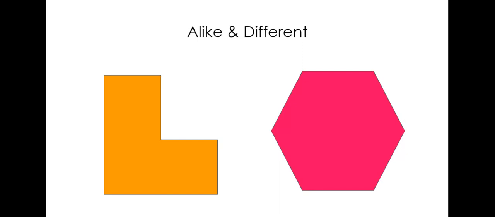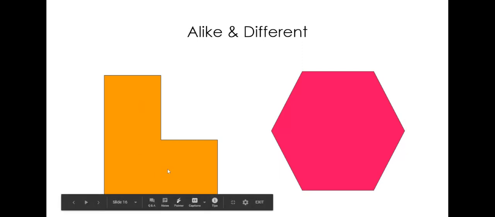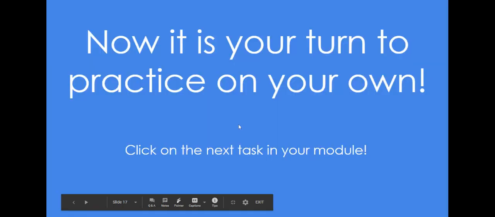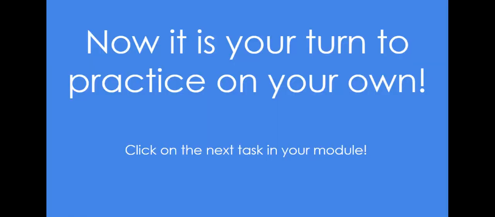How could we say that they're different? We could say that in the pink one, all of the sides are the same length. We can look at the orange one and say all of the sides are not the same length. So today, you are going to be doing an assignment where you draw your own shapes and tell how they are alike and how they are different. Have fun.